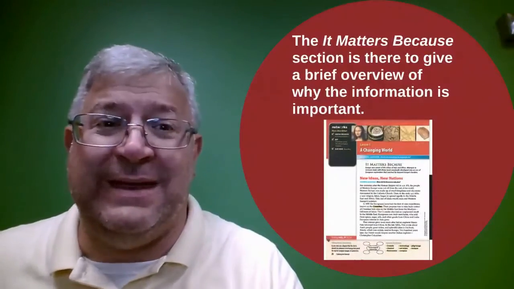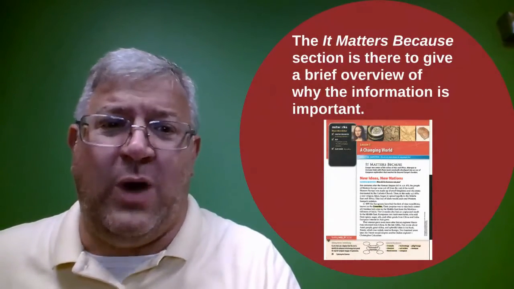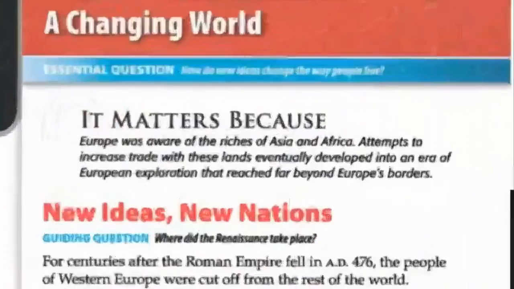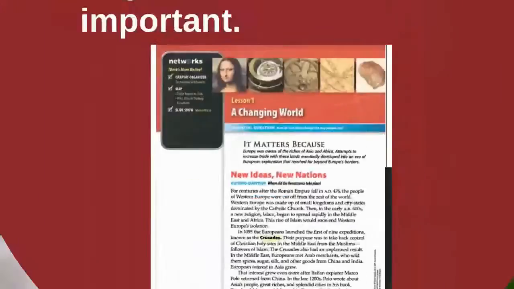Next part, we're going to look at the It Matters Because section. This is there to give you a brief overview of why the information is important. So this helps guide your reading. Europe was aware of the riches of Asia and Africa. Attempts to increase trade with these lands eventually developed into an era of European exploration that reached far beyond Europe's borders. So now we're starting to understand how this ties into that heading, a changing world. We know the world's going to change because of trade and exploration. So now we know what kind of things to look for as we read.